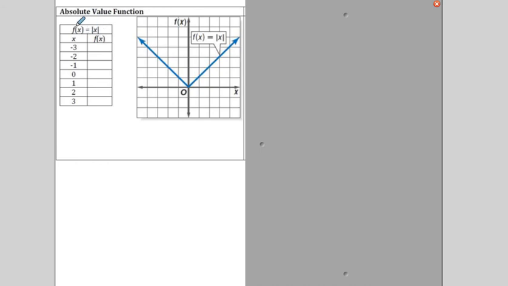So I'm plugging values into my absolute value function. Some people make mistakes here because they forget to make it positive. So absolute value of negative 3 is 3. So here I would have 3. Plug in absolute value of negative 2, get out 2. Absolute value of negative 1 is 1, absolute value of 0 is 0. Plug in 1, absolute value of 1 is 1, 2, 3. So if I plot these points, negative 3, 3, negative 2, 2, negative 1, 1, 0, 0, you can see that I will have a nice V shape.